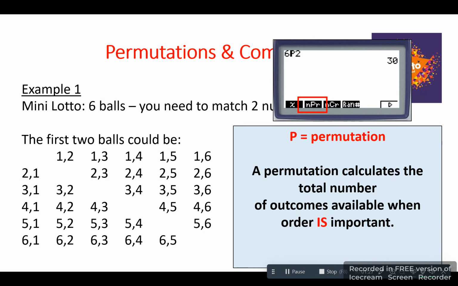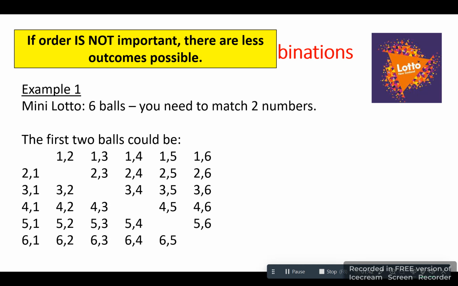So the P represents permutation. Permutation calculates the total number of outcomes available when order is important. So it's treating a 1 and a 2 different to a 2 and a 1. If order is not important, there are less outcomes possible.